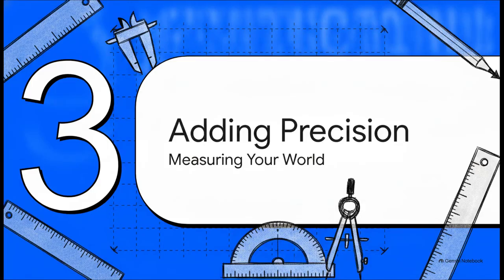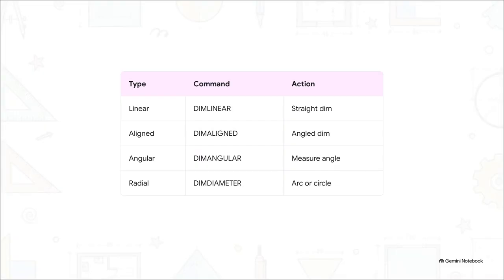Section 3. Adding precision with dimensions. Measuring your world. Let's shift gears from words to numbers and see how this micro to macro workflow applies to measurements. You should treat these rapid-fire dimension commands as your daily utility belt.